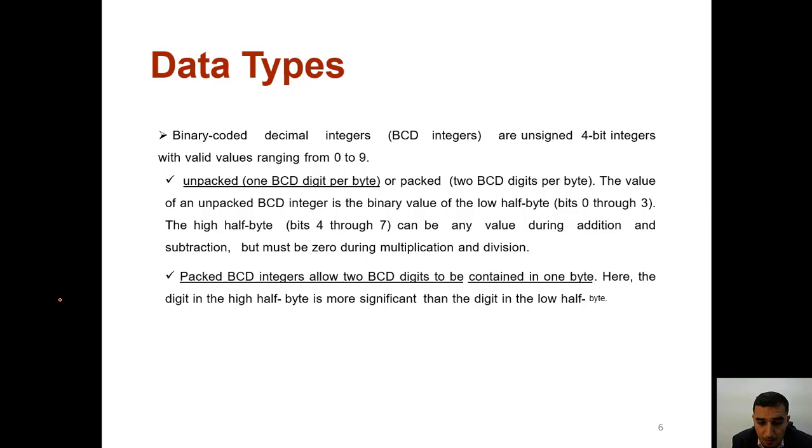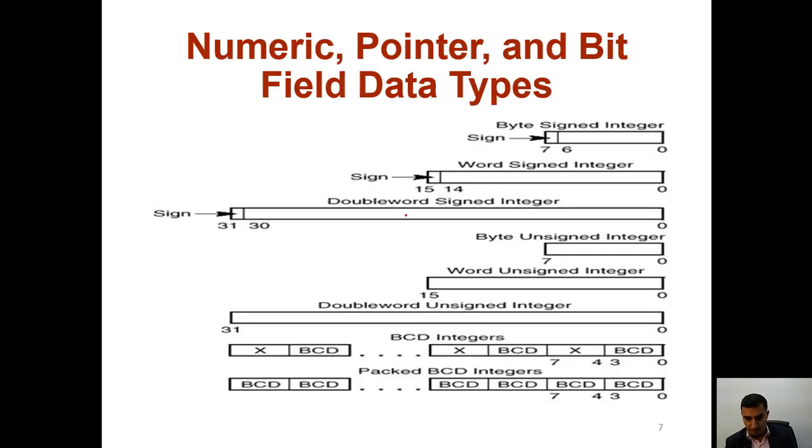We have unpacked BCD. Unpacked means one BCD digit per byte, meaning the 8 bits. This is the BCD. In the unpacked BCD, in 1 byte you are going to store the first half as a BCD number and the second half is a don't care.